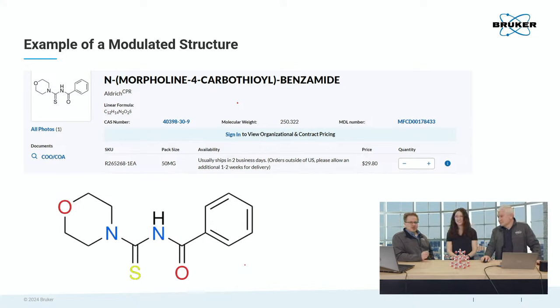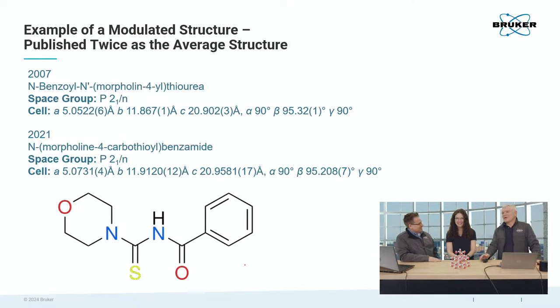It's a very, very long, kind of scary name. I guess a lot of organic compounds have those. The structure was actually published twice, in 2007 and 2021, and I won't name any names. It was published as the average structure, and we will now see what kind of problems that causes if you ignore the satellites.